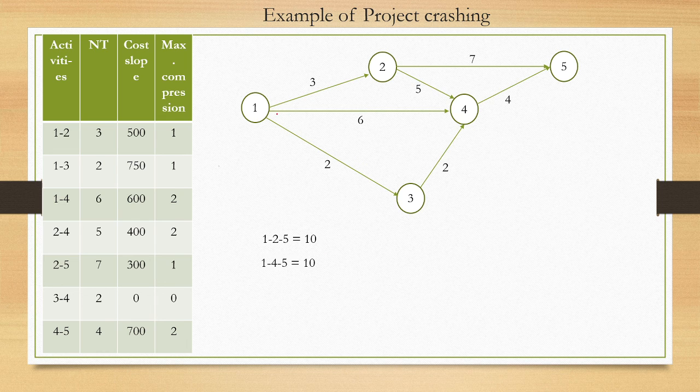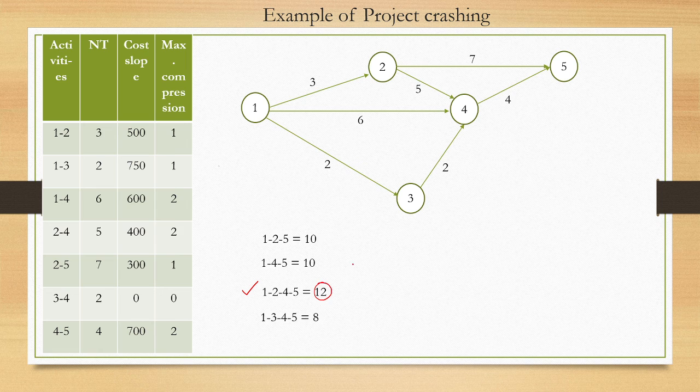For 1 to 4, 4 to 5, the duration is 10. Next path is 1 to 2, 2 to 4, 4 to 5: 3 plus 5, 8, plus 4, 12. And the last path is 1 to 3, 3 to 4 and 4 to 5: 2 plus 2, 4, plus 4, 8. Now we found that this is the critical path and this is the project duration.